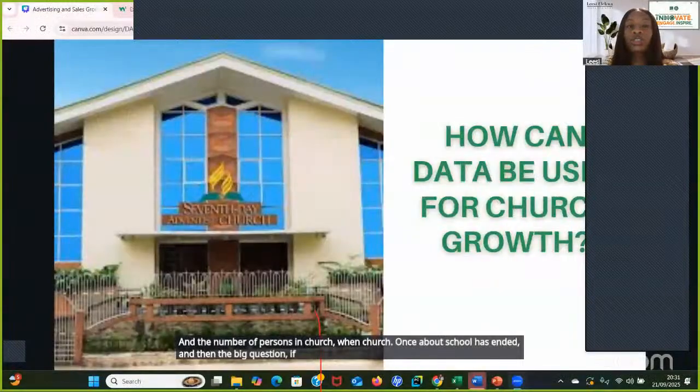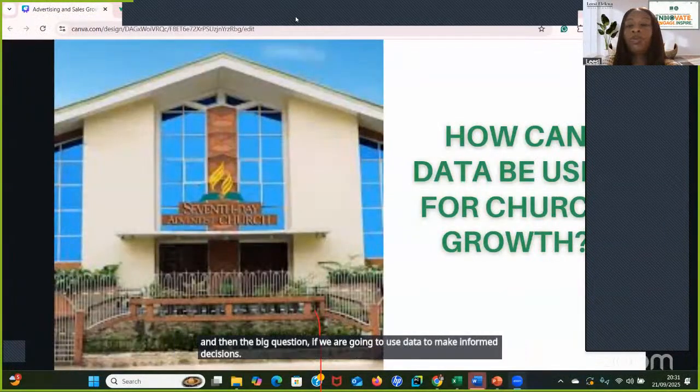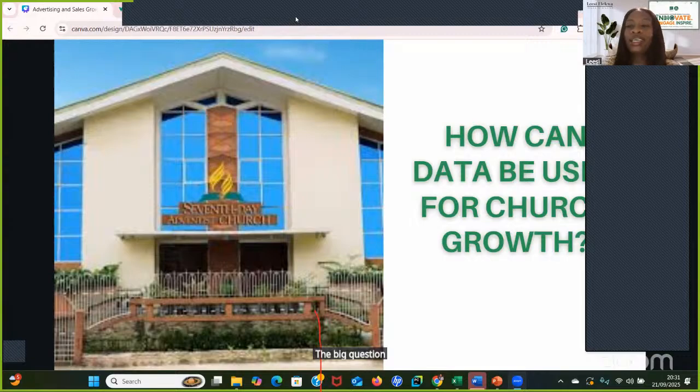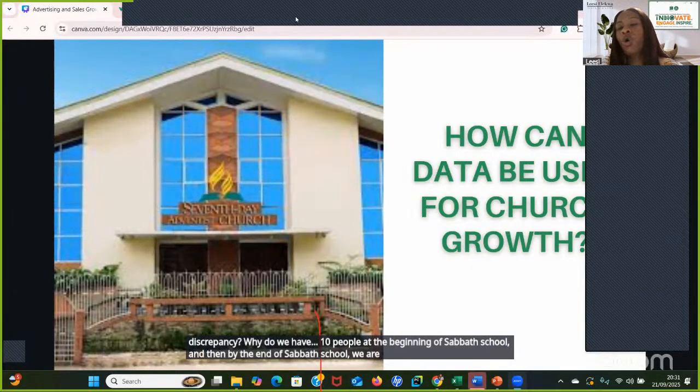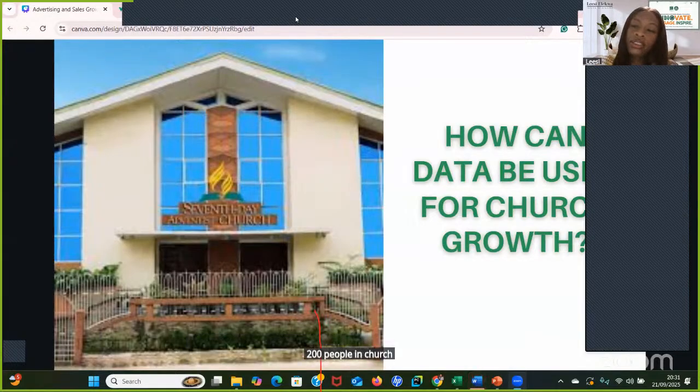If we were going to use data to make informed decisions, the big question would be, why this discrepancy? Why do we have 10 people at the beginning of Sabbath school, and then by the end of Sabbath school we have 200 people in church? Could it be that they are late? Are they just being late to church?